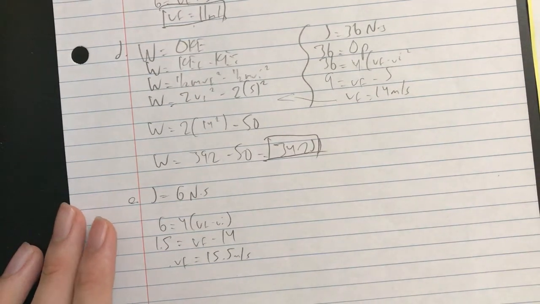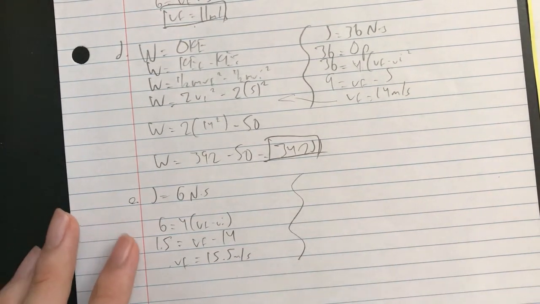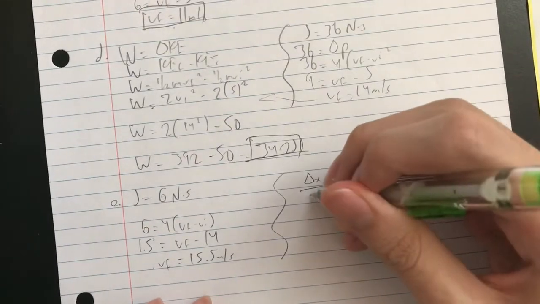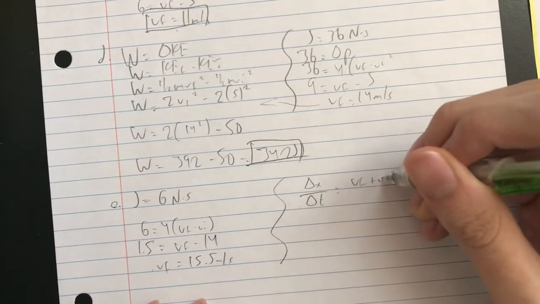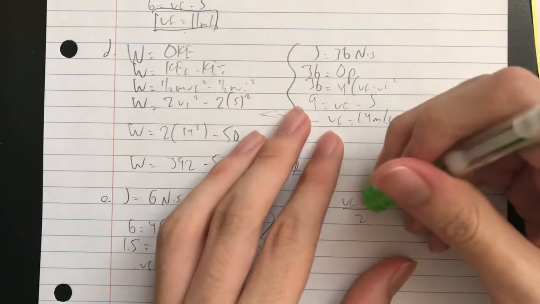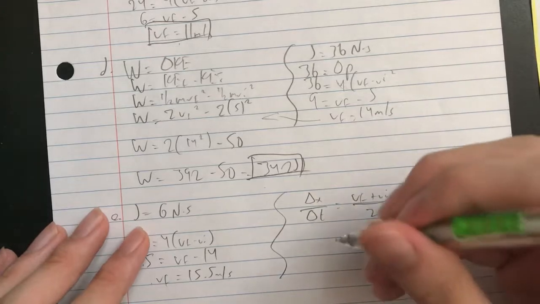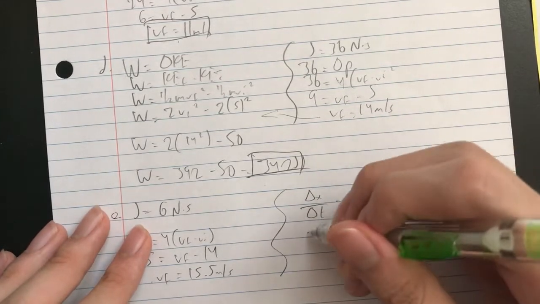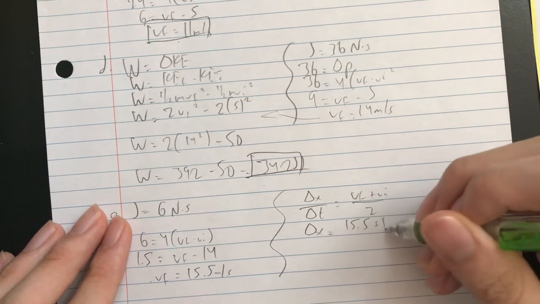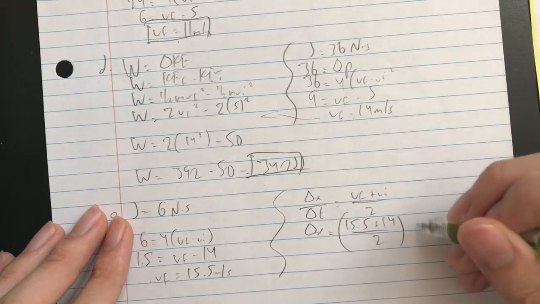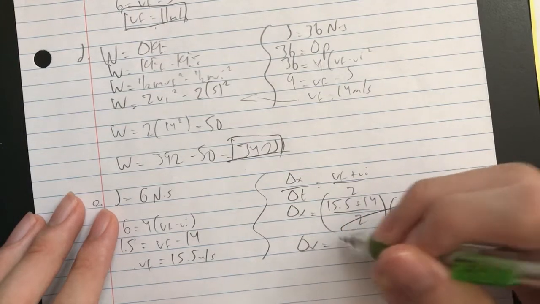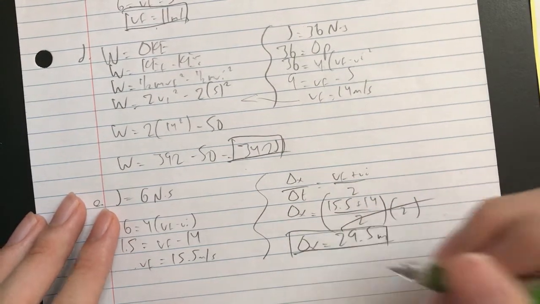We're supposed to calculate the distance traveled. So we'll use v average, or delta x over delta t, equals vf plus vi over 2. We can use this because the acceleration is constant from 8 to 10, because force is constant from 8 to 10. So we're trying to find delta x, so we'll isolate for that. vf is 15.5, vi is 14, over 2, and our time is from 8 to 10 seconds, so 2. We can cross out the 2's, and we get delta x equals 29.5 meters.